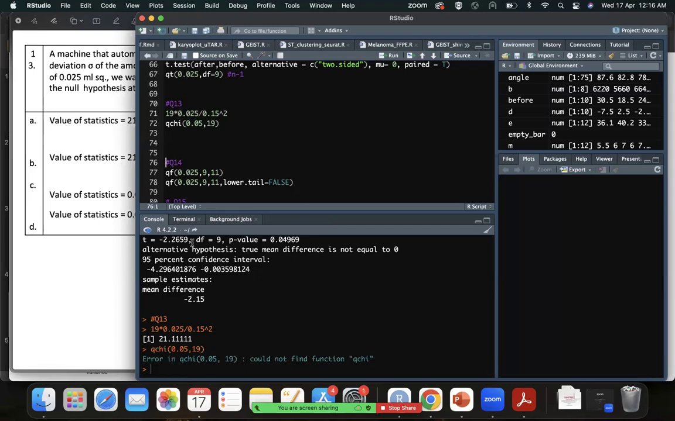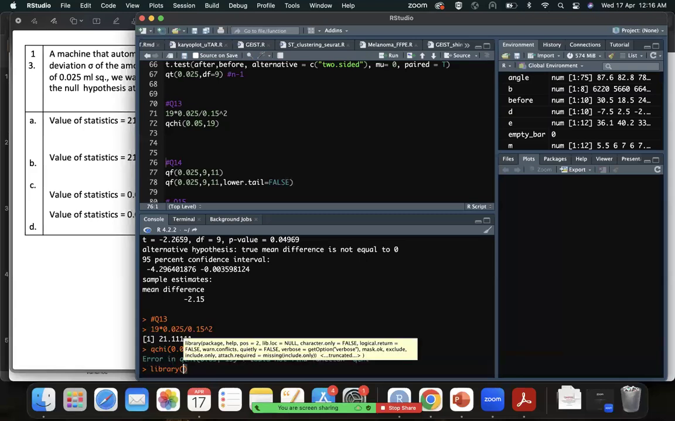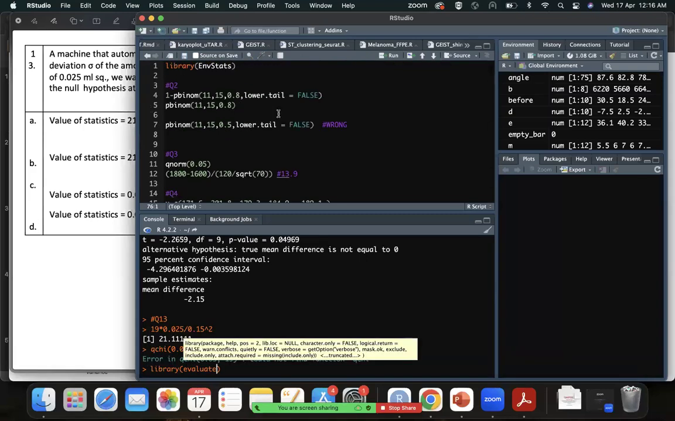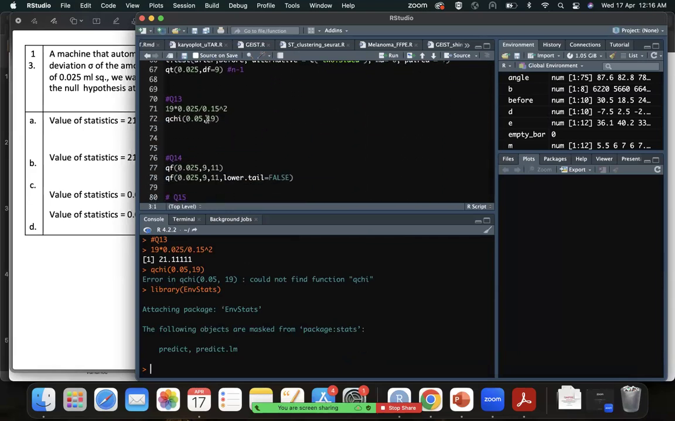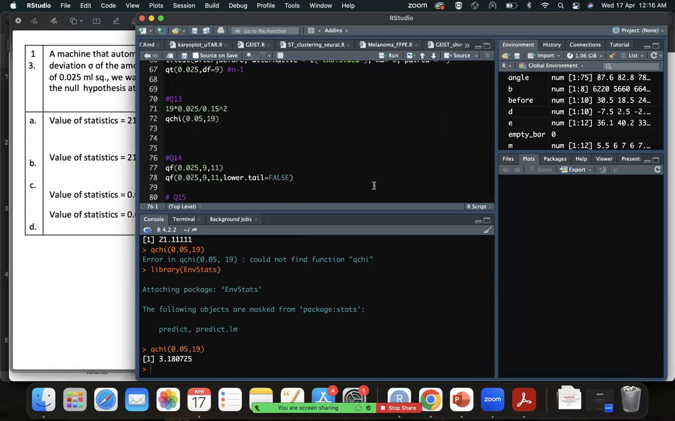Okay, so if you want to perform this, you have to load a library, and then you just do this. Q chi. So your critical chi-square, T critical, would be 3.18. Chi-square is asymmetric, something like that. So 21 falls somewhere in this region.